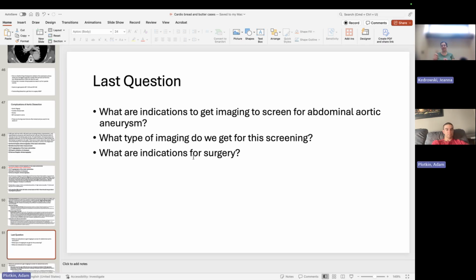Yeah. And then for surgery, you'll probably get a CTA on it. And then once it's greater than 5 centimeters for women, greater than 5.5 for men, you will probably intervene with surgery. Absolutely. I loved all of that.